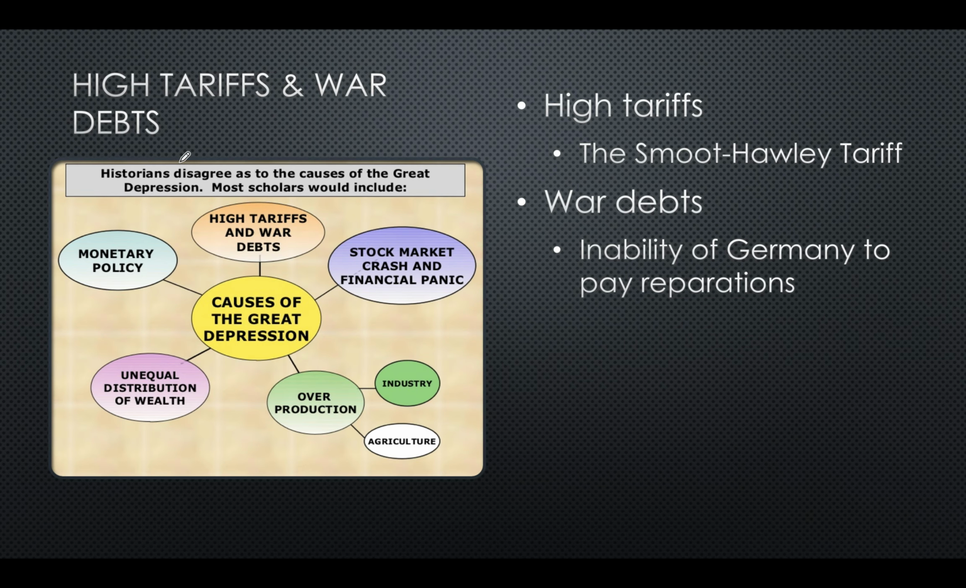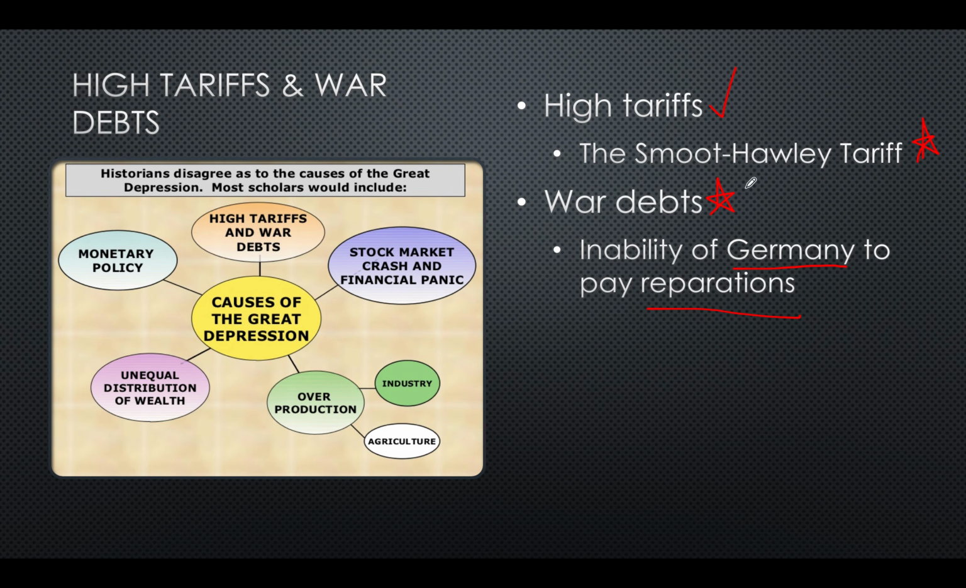All right. So another reason is this thing called the Smoot-Hawley tariff. A tariff is when you put a tax on something that you are selling, right? So we have high tariffs, so people don't want to buy from us. And we have these war debts, all right? Remember in World War I, we signed the peace treaty, and it told Germany that it had to pay all that money back because they were to blame for starting the war. Those are called reparations. Well, they don't have the money, okay? They can't print enough money to keep up with the reparations they have to pay back. So the U.S. isn't getting the money they were promised from Germany, all right? So that's another reason why we don't have money coming in.